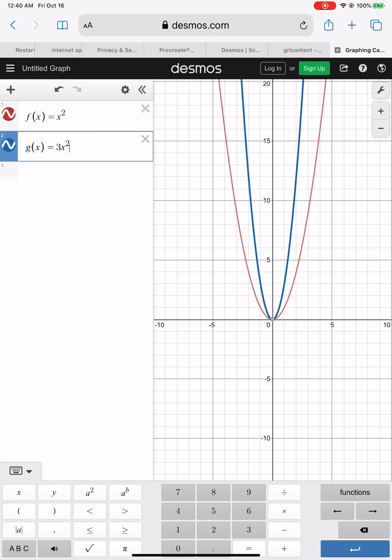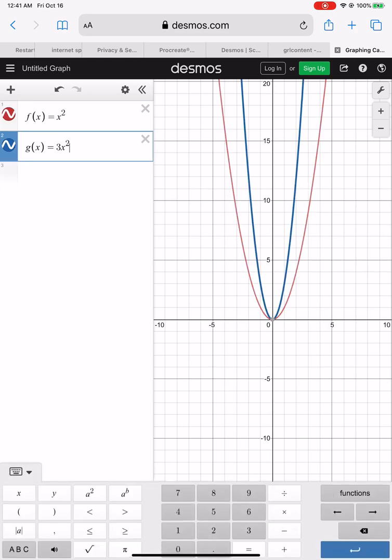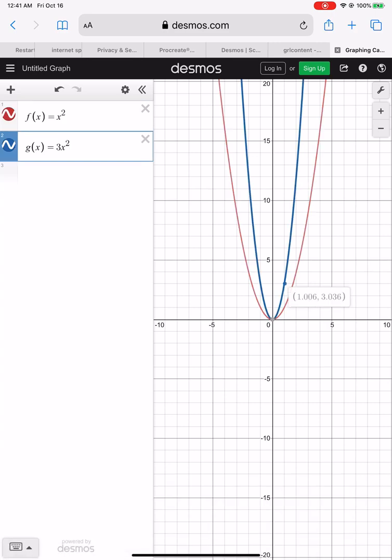Because when we have x squared and x equals 1, y is equal to 1, right? But if you have 3x squared, when x equals 1, y comes out as 3. So it's stretched 3 times. So with the same x equal to 1, the y value for x squared comes out as 1, but the g function comes out as 3, which is 3 times more than the f function.